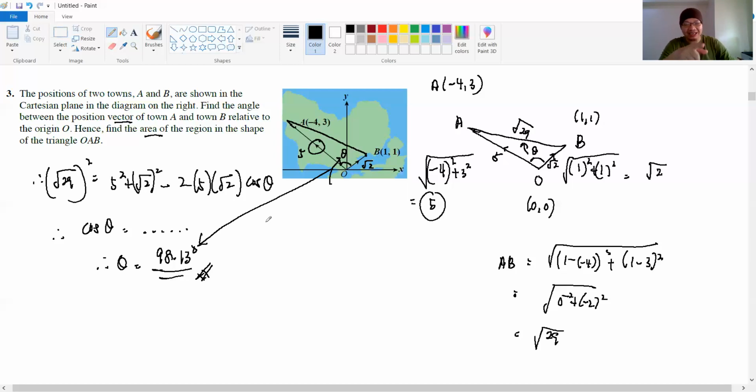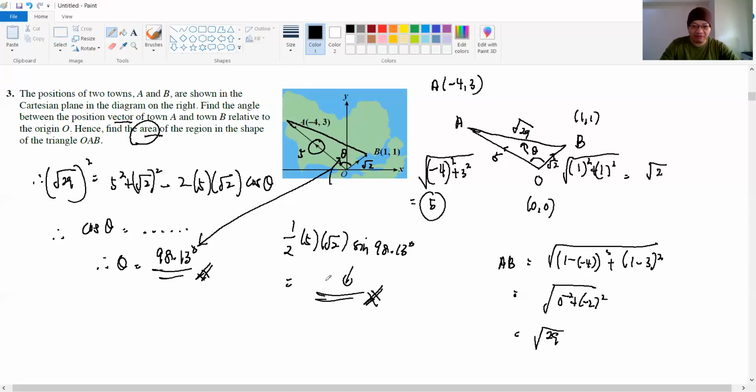Okay, but to use Heron's formula, you need to know all the lengths. Since we already know two lengths and also the angle in between, instead of using Heron's formula, we can use the normal formula. So it will be 1/2 × 5 × sec 2 × sine 98.13 degrees. So calculate for me, then you get the final answer. Okay, please calculate for me.